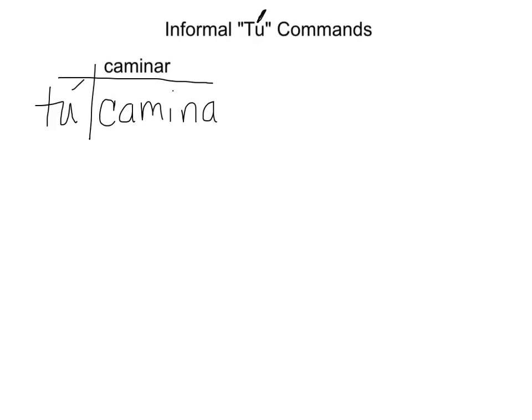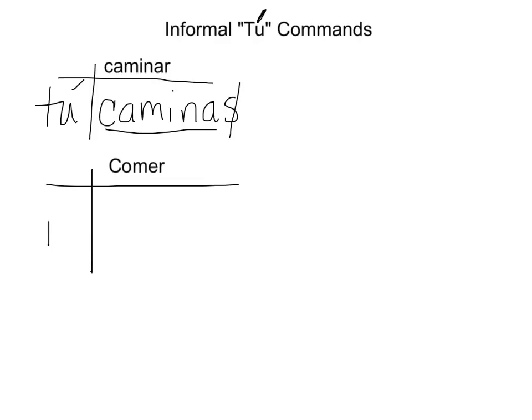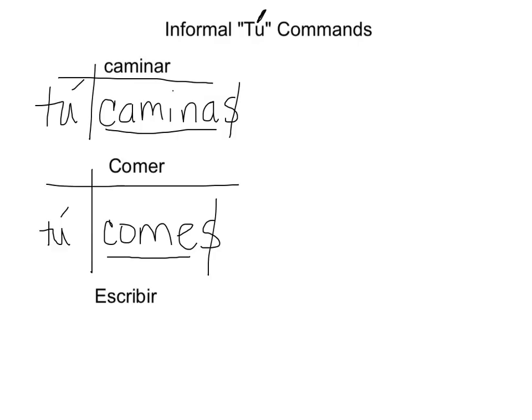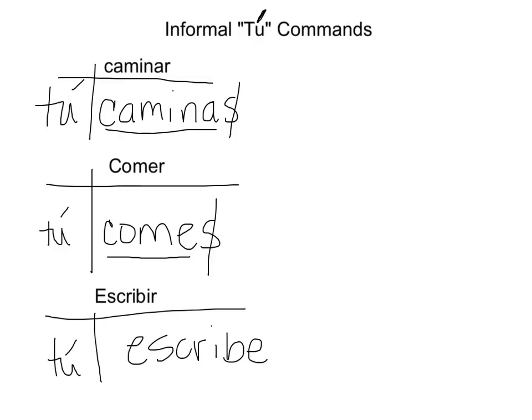caminas, and take off the S. Camina means, hey you, walk. You do the same for ER verbs. Find the tú form, comes, take off the S, and you're left with come, eat. And the same goes for IR verbs. Find the tú form, escribes, take off the S, escribe.